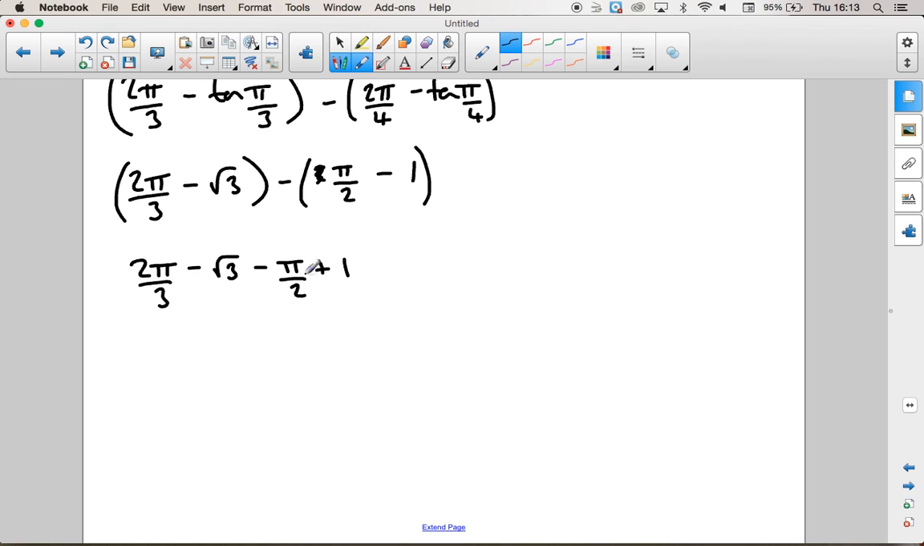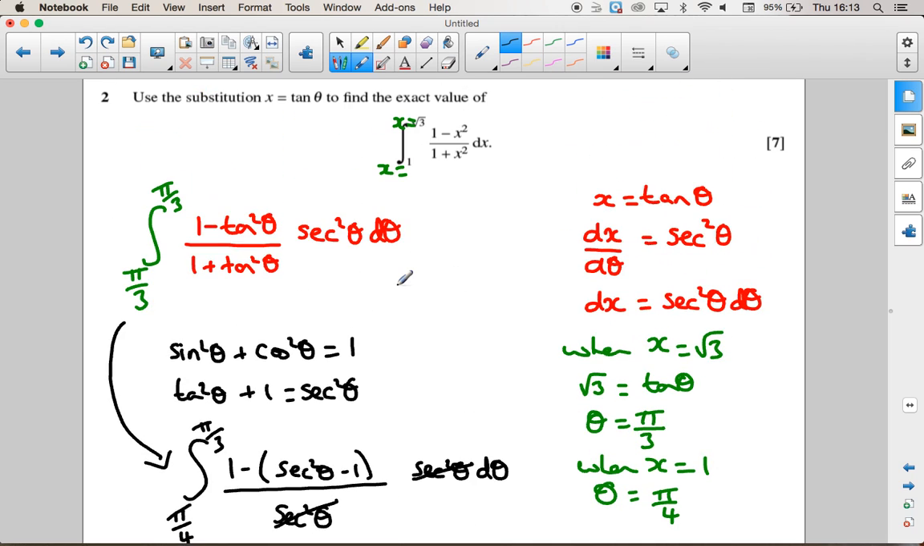And you could group your pi's together, so 2 pi over 3 take away pi over 2 is pi over 6. So we've got pi over 6, take away root 3 plus 1, but that's my final answer. You can't simplify that anymore. Notice, I didn't even check, but I assume it said exact. Yeah, it asked for the exact value.